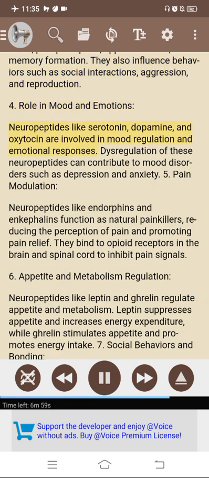4. Role in mood and emotions. Neuropeptides like serotonin, dopamine, and oxytocin are involved in mood regulation and emotional responses. Dysregulation of these neuropeptides can contribute to mood disorders such as depression and anxiety.